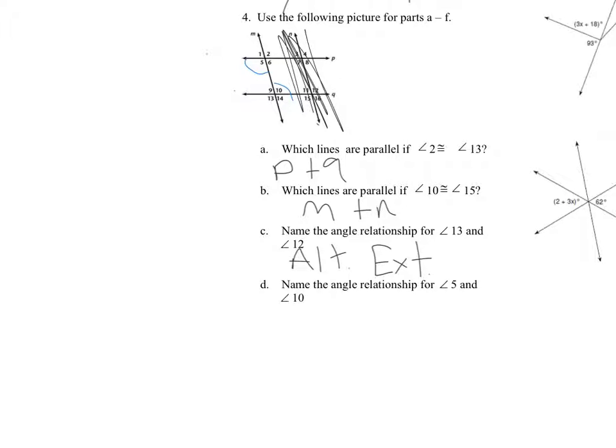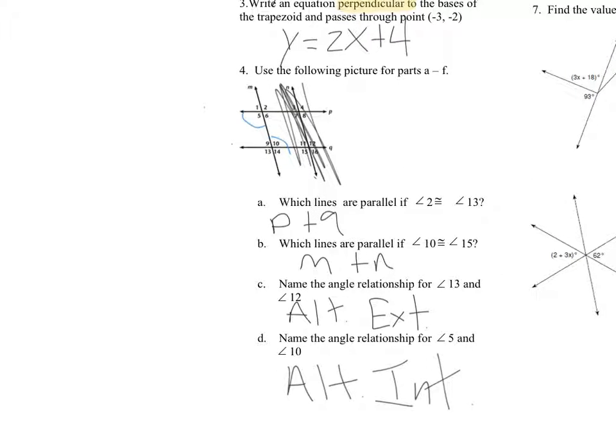Anyways, 5 and 10 inside the two lines, opposite sides, that would be alternate interior. There are two questions on the second column that go back to this picture, so I'll have to move it back and forth. We'll read the question and then look at the picture real quick.